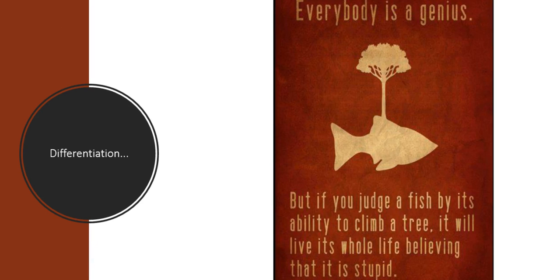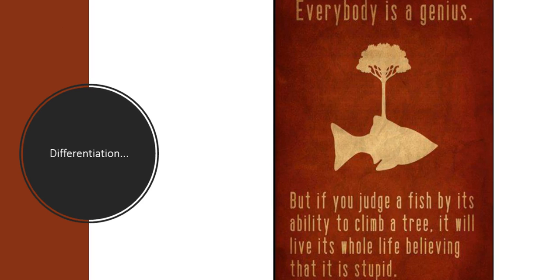At this point, we talked about differentiation. Everybody's a genius, but if you judge a fish by its ability to climb a tree, it will live its whole life believing it is stupid. This famous quote is credited to Albert Einstein. The focus here was that each person has their own gifts, and it's our job as educators to help our students find those gifts, and we can do that through differentiation.